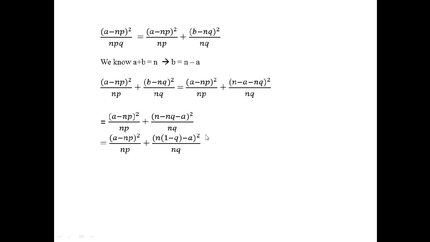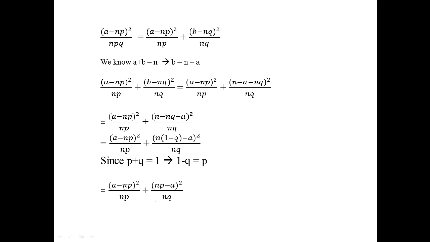But what is 1 minus Q? Well, another fact that I know is that P plus Q, the proportion of heads plus the proportion of tails, has got to be equal to 1. So what is 1 minus Q? 1 minus Q is just equal to P. So now what I'm going to do is just take 1 minus Q and plug in P. So now for this ratio here on the right-hand side, I've got now (NP minus A) all squared over NQ.